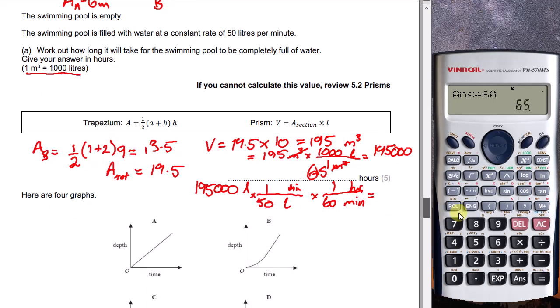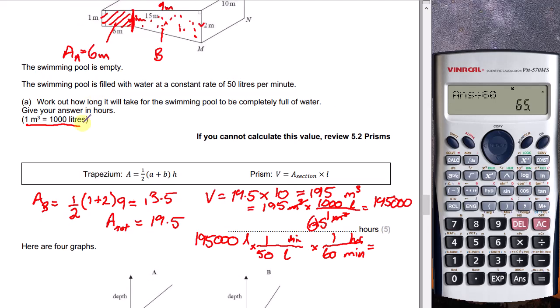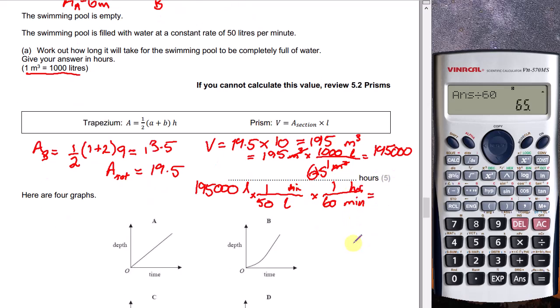So this is a 5-mark question, so you get marks for splitting this up, calculating the areas, calculating the volume, and 1 mark for calculating the total volume and converting it.